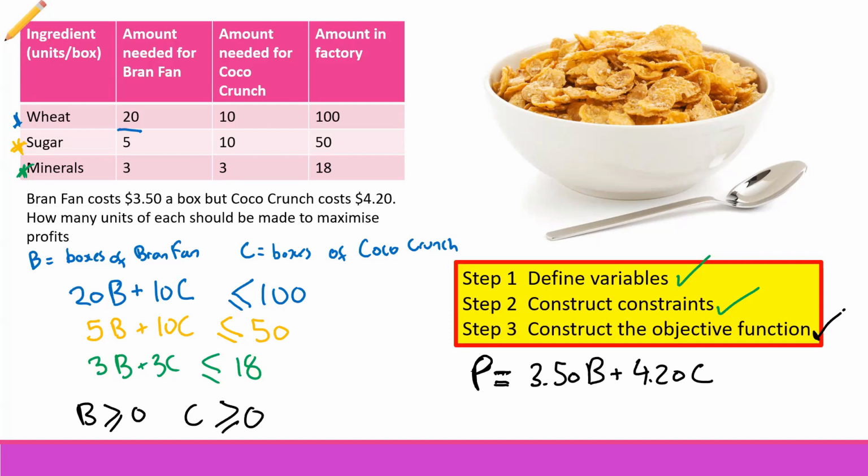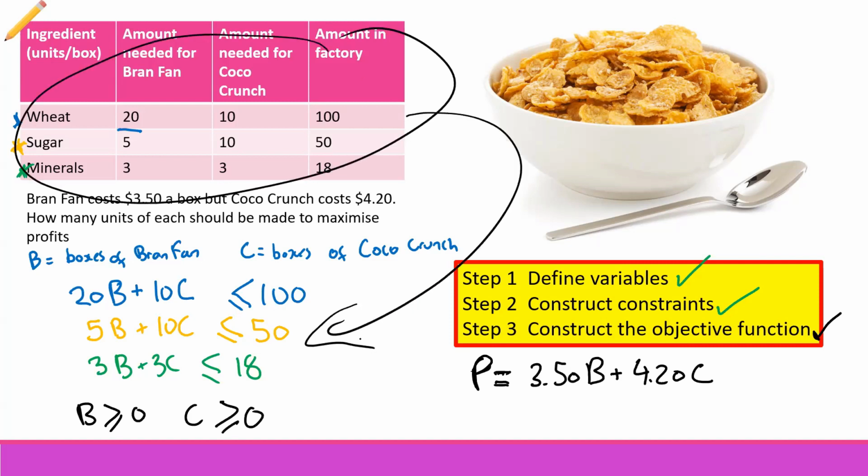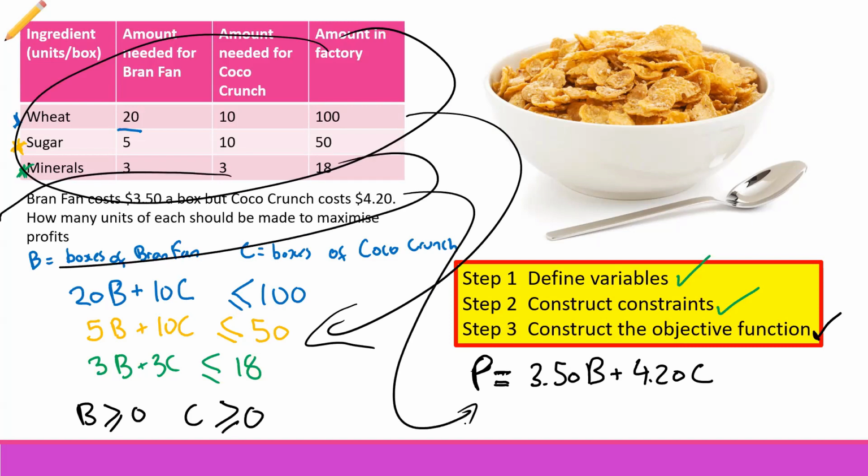But that's how we can take information from a graph like this and turn it into some kind of list of constraints. And that's how we can also take a question like this and turn it into an objective function.